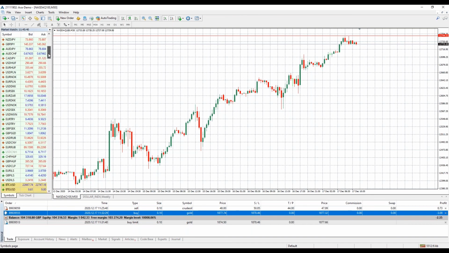Have an eye on Bitcoin also. Bitcoin went to a new high today, 23,000 plus. So maybe take a look at that too. You could see some opportunities with Bitcoin with some big movements.